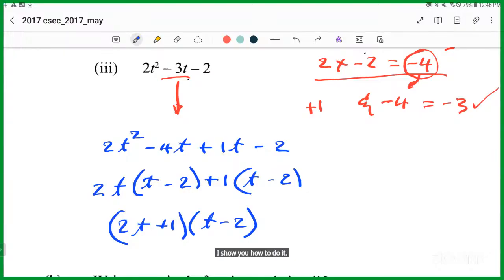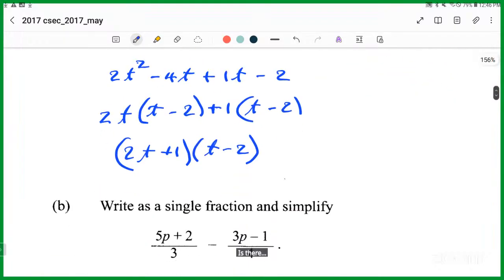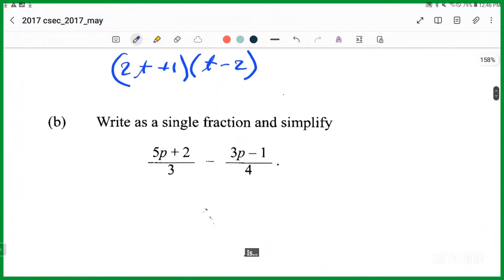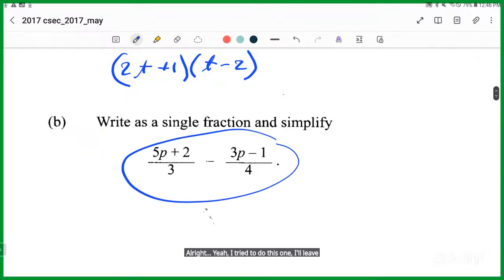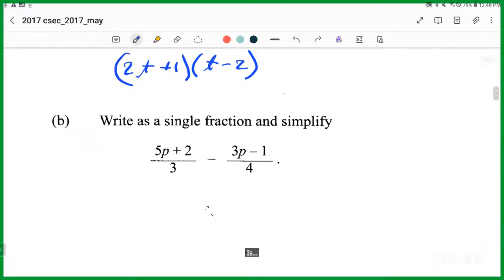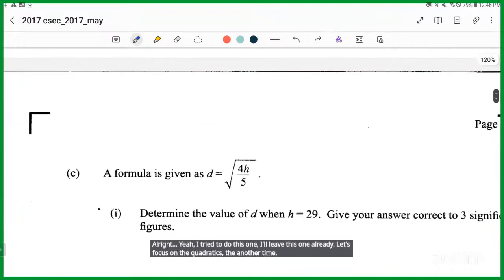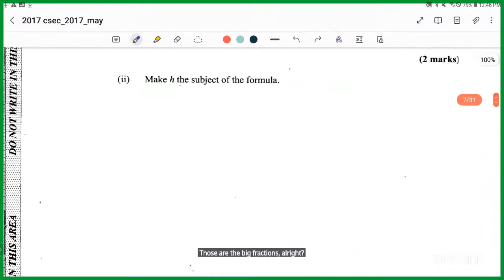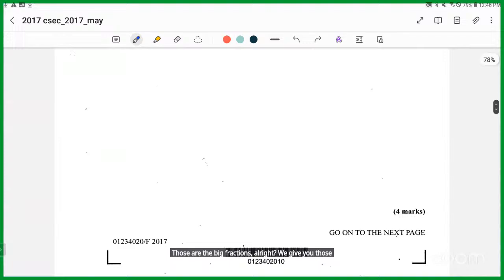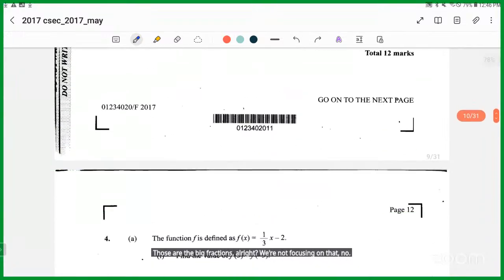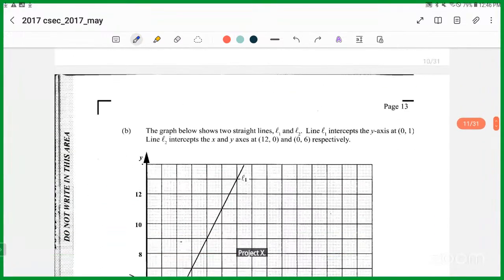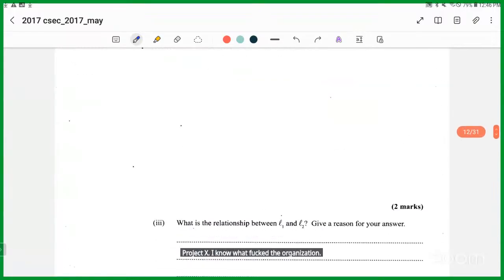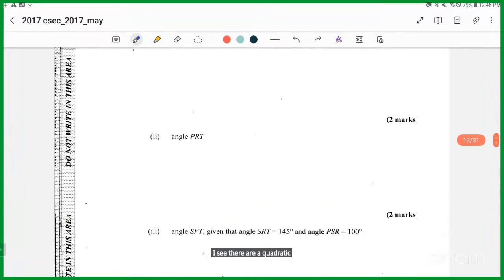But have I gone too fast so far? Yes, sir. Alright. Did I tell you to do this one? I'll leave this one for another day. Let's focus on the quadratics. Those algebraic fractions, we deal with those another time. We're not focusing on that now. We're focusing on our quadratics and our factorization. Let's see if there's another quadratic on this paper.